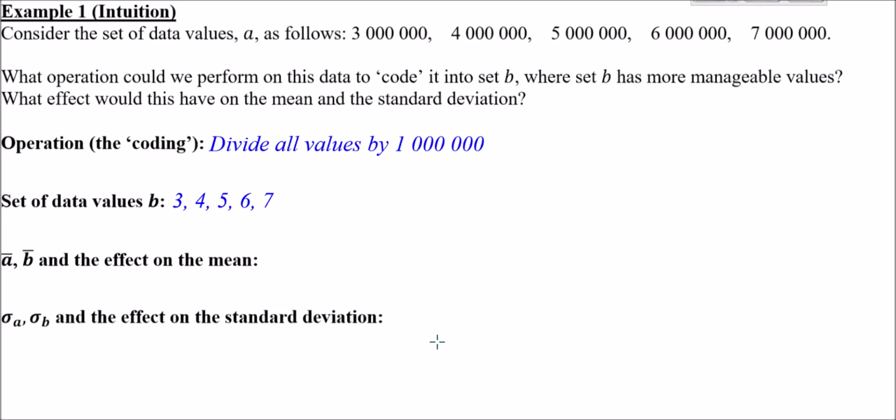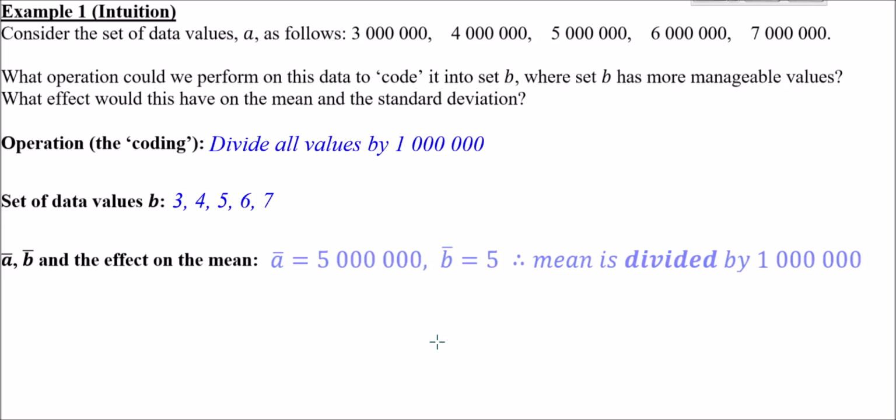So what would the effect be on the mean? Let's actually calculate the mean of set A and the mean of set B. The mean of set A is 5 million if you work it out, and the mean of set B is 5. So the effect is that the mean's been divided by 1,000,000. The mean's been divided by what you divided the whole data set by.